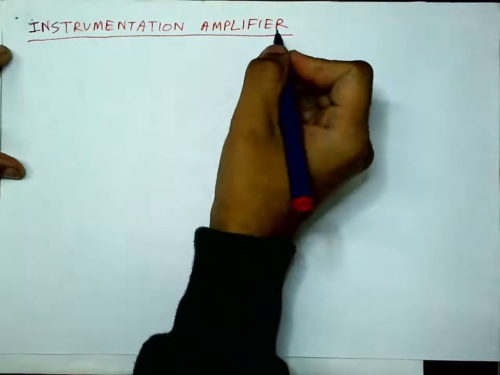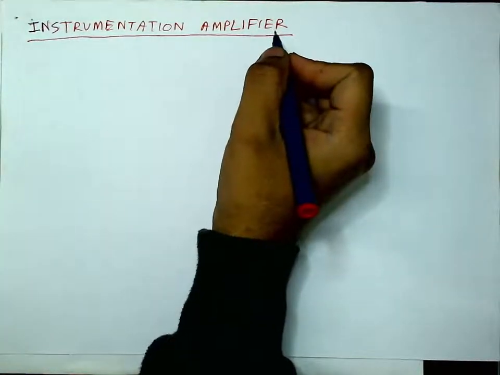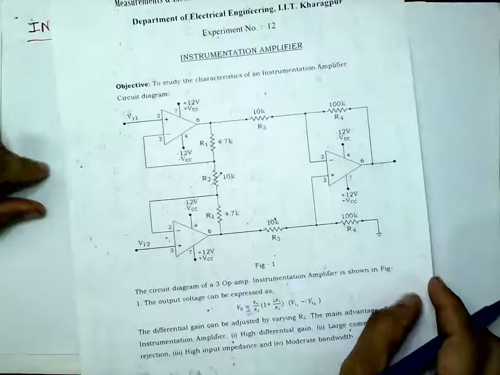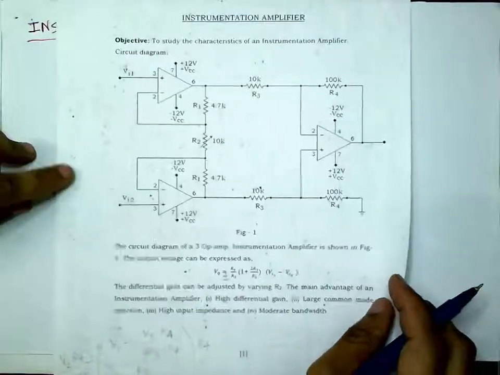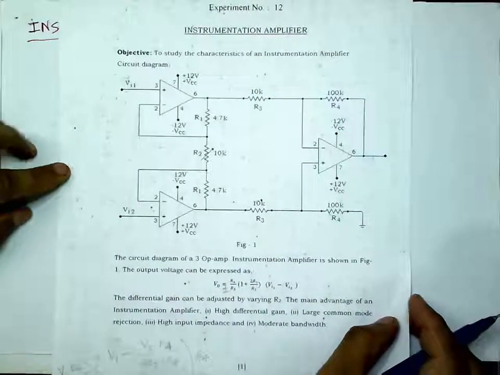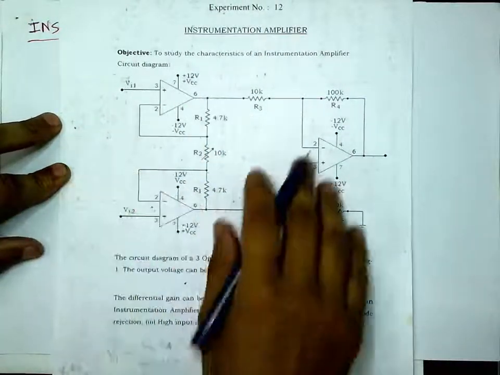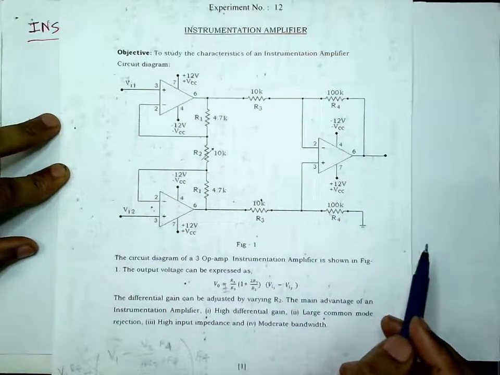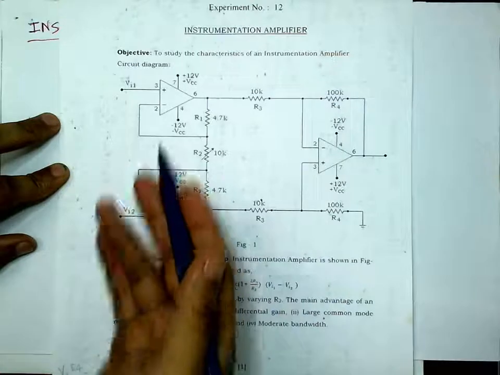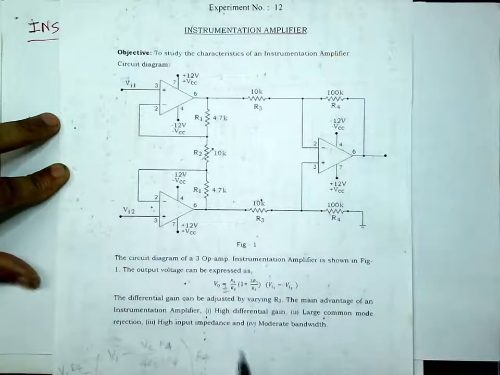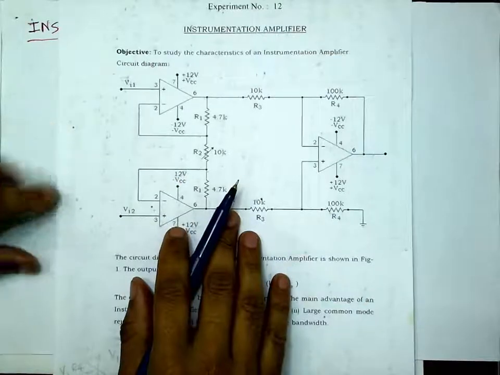Okay, this is at first glance a very complicated circuit. So I am just showing you the circuit that you will see in your lab manual. It has 1, 2, 3 op amps. One op amp is so difficult, and 3 op amps is like hell. It's very difficult at first glance.